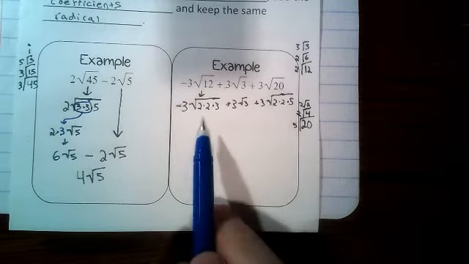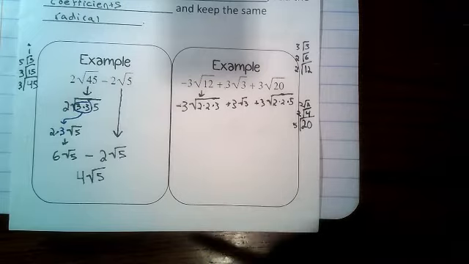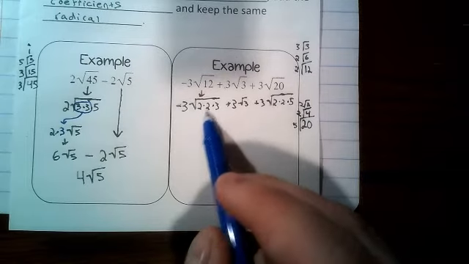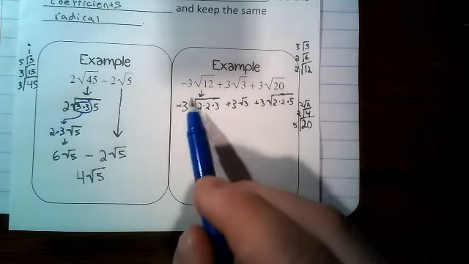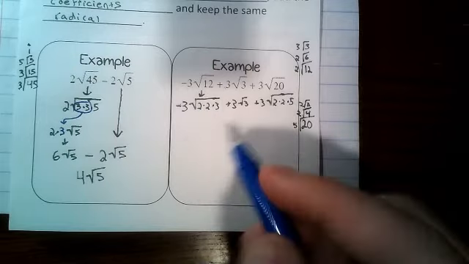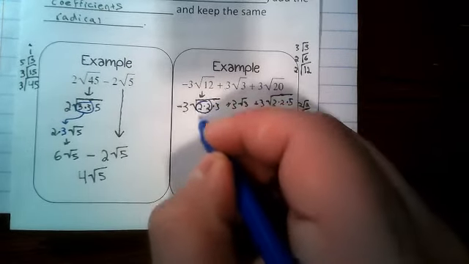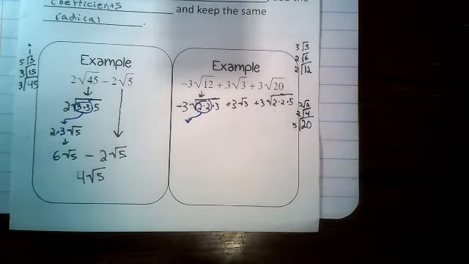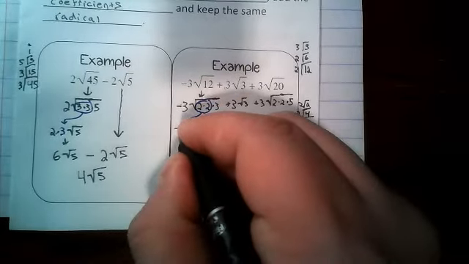So now, after I find the prime factorization, I want to start pulling out groups of whatever the index is. So if these were third roots, I'd pull out groups of 3. If there's fourth roots, it would be a group of 4. There's no number here, so we assume it's a square root, which means I pull out groups of 2. Here's a group of 2. So I'm going to be pulling out that negative 2. I'm sorry, that 2.